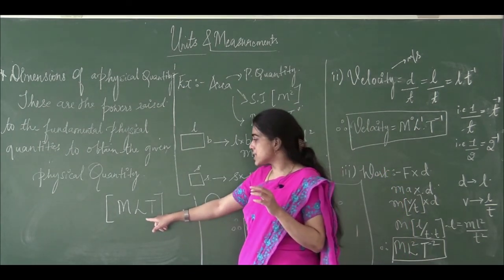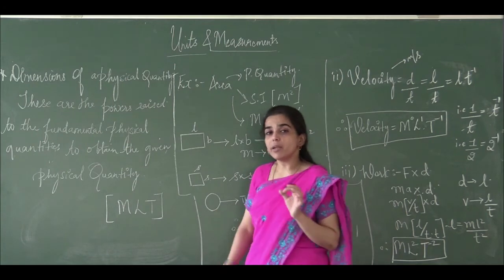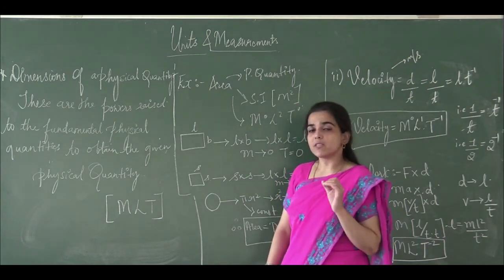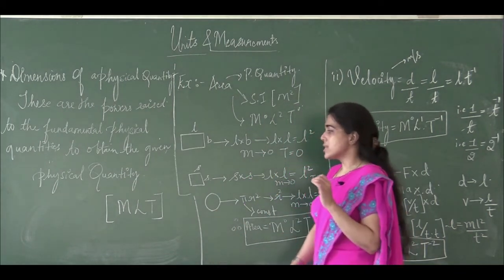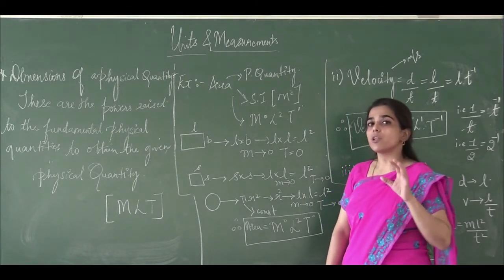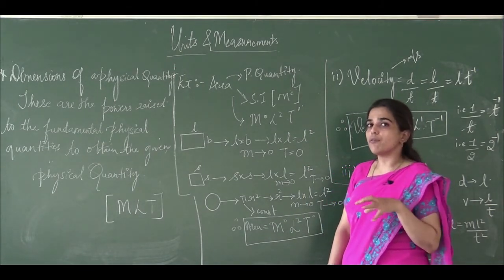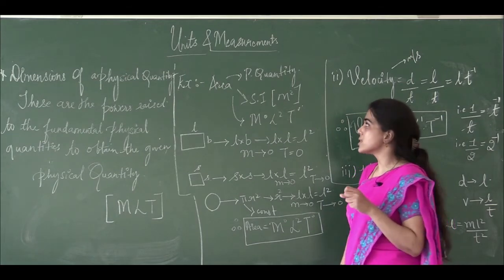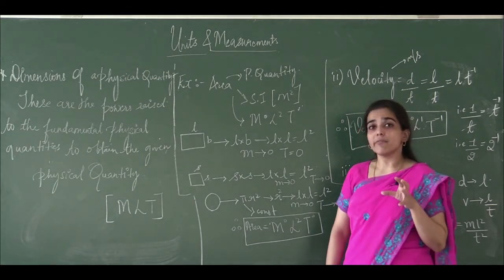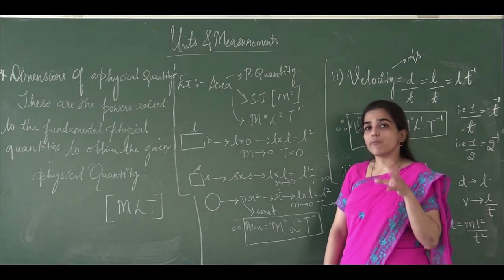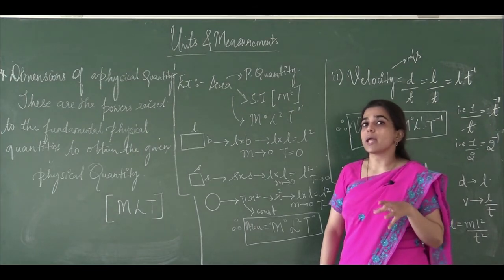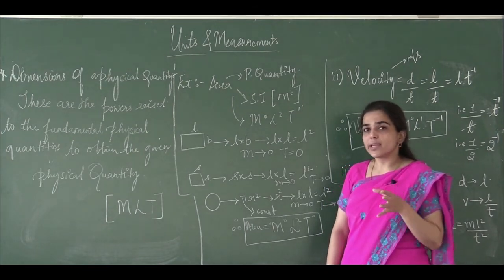So these mass, length and time are the fundamental physical quantities, whereas we also had the derived quantities, which we will not usually be considering for this dimensional analysis. Dimensions, we can arrive at this dimensional formula by a concept called dimensional analysis. So let us do that.